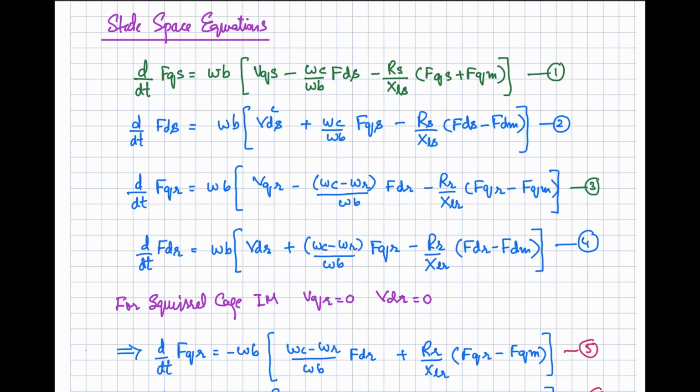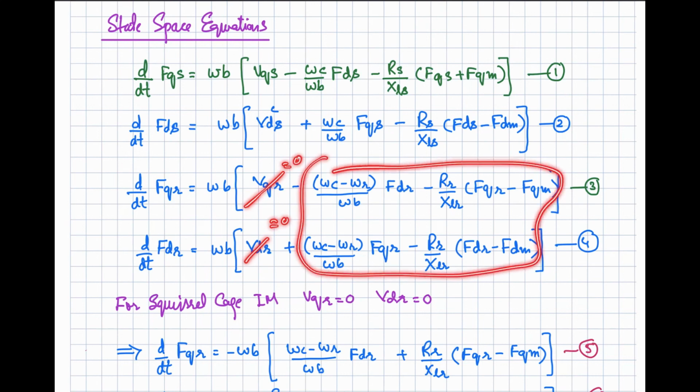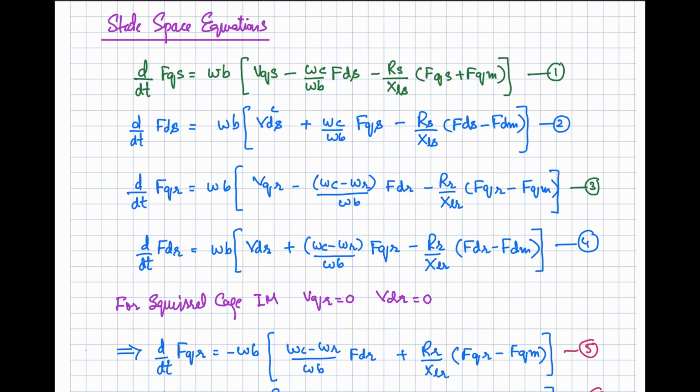Now for a squirrel cage machine, your rotor side is short circuited, so your VQR and VDR will be 0. So in that case, these equations will be simplified, and from here these two terms are going to become 0. Only you will be left with this part. In this state equation, you can see we have written in terms of FQM or FDM. What is FQM and FDM? That is the voltage across the Q axis magnetization branch or the mutual inductance, and FDM is the D axis voltage across the magnetization or the mutual inductance.